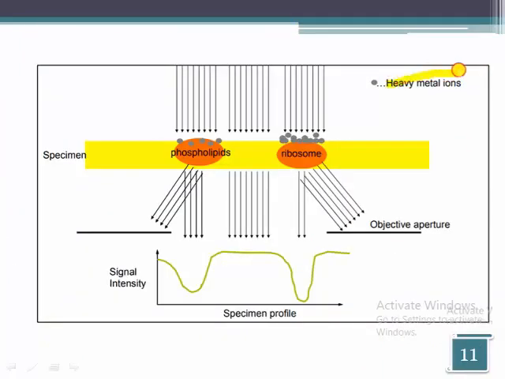You can see it is clear from this picture. This is a heavy metal ion. So this is our specimen. These are the electrons. This is a phospholipid and ribosomes. Here at the objective aperture they will be captured. After that we will get the image, like see, this is the signal intensity and specimen profile. Means how it is darkened and how it is bright. It will be clear from this image.